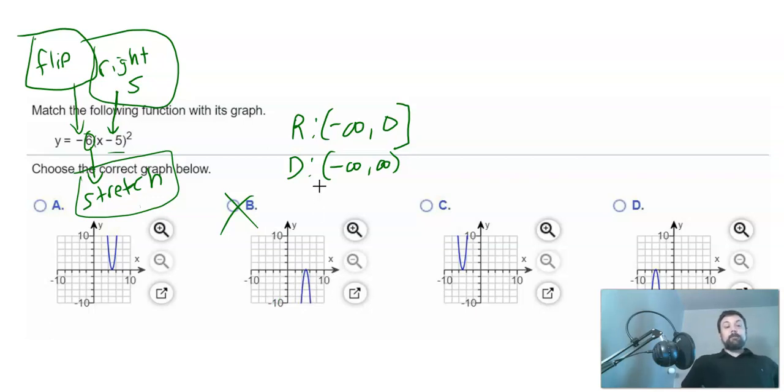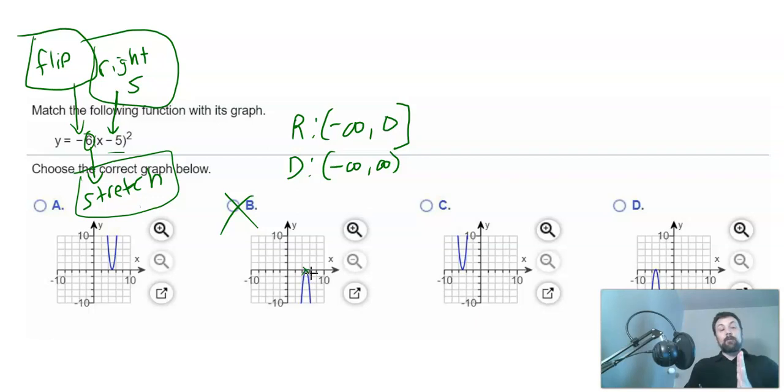The domain, all real numbers, goes forever to the left, forever to the right. So -infinity to infinity. The range, how far down, -infinity. How far up? Well, this point's the furthest point up, and it was shifted to the right 5, but you don't want to use 5 in your range because 5 is the x coordinate for that point, right?